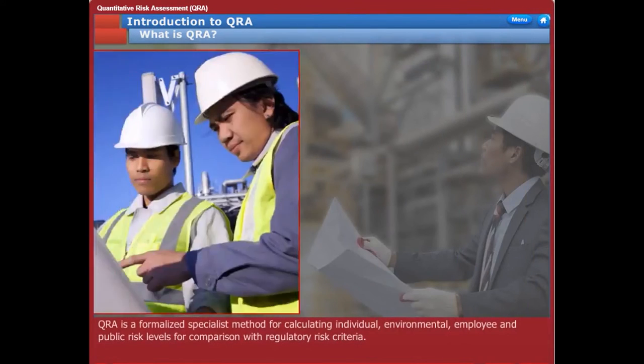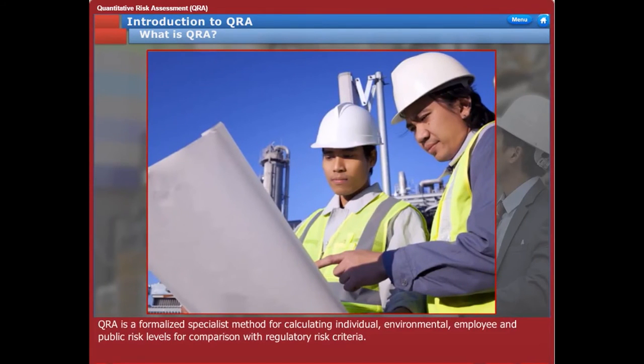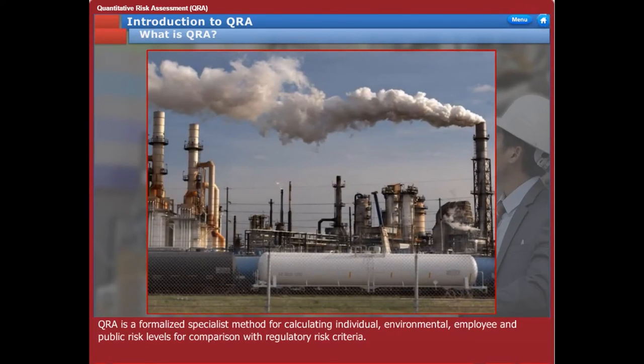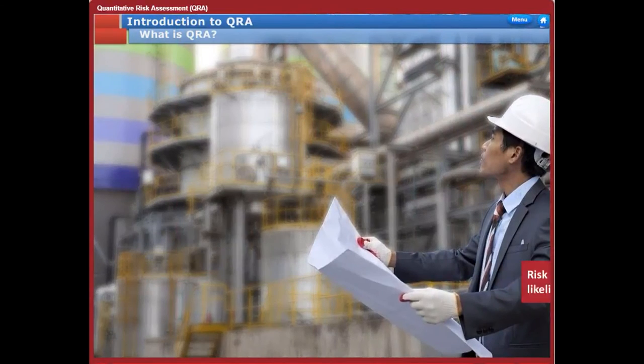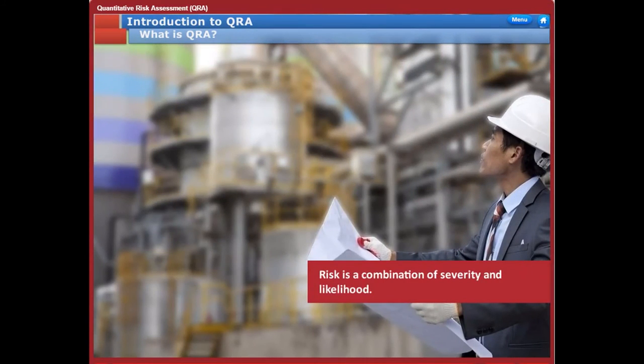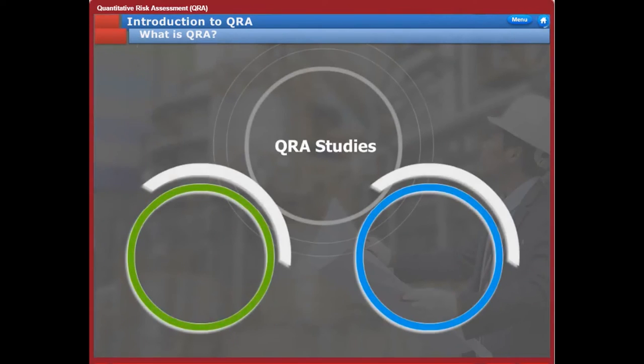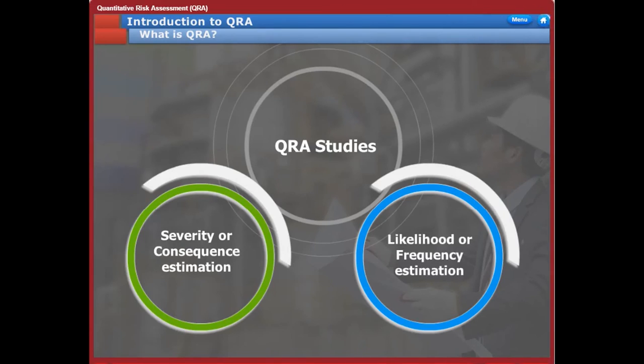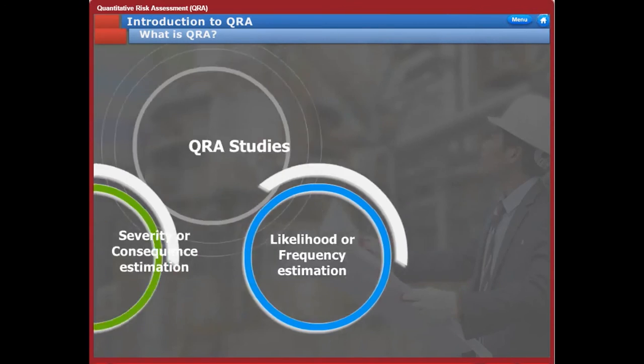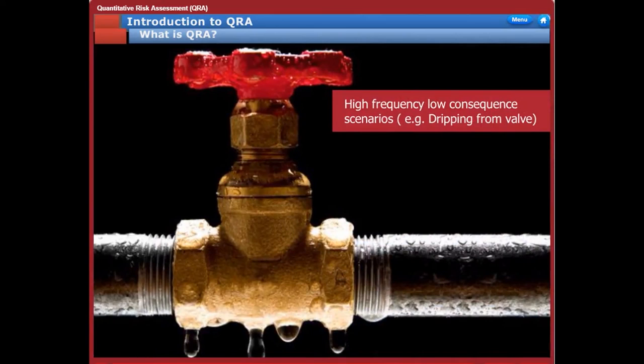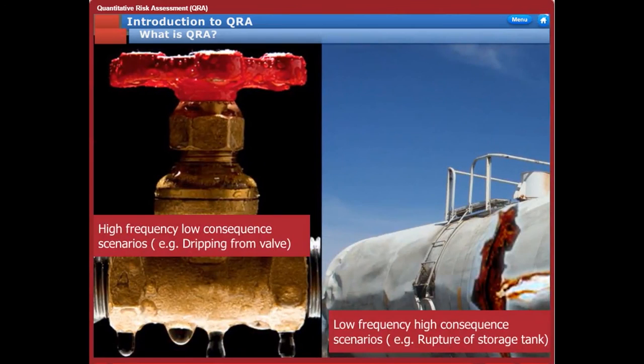QRA is a method for calculating individual, environmental, employee and public risk levels for mitigation and for comparison with regulatory risk criteria. Risk is usually considered as a combination of severity and likelihood, and QRA studies consist of two parts: severity or consequence estimation and likelihood or frequency estimation. There may be high-frequency, low-consequence scenarios, for example, dripping from a valve, and low-frequency, high-consequence scenarios, for example, rupture of a storage tank.